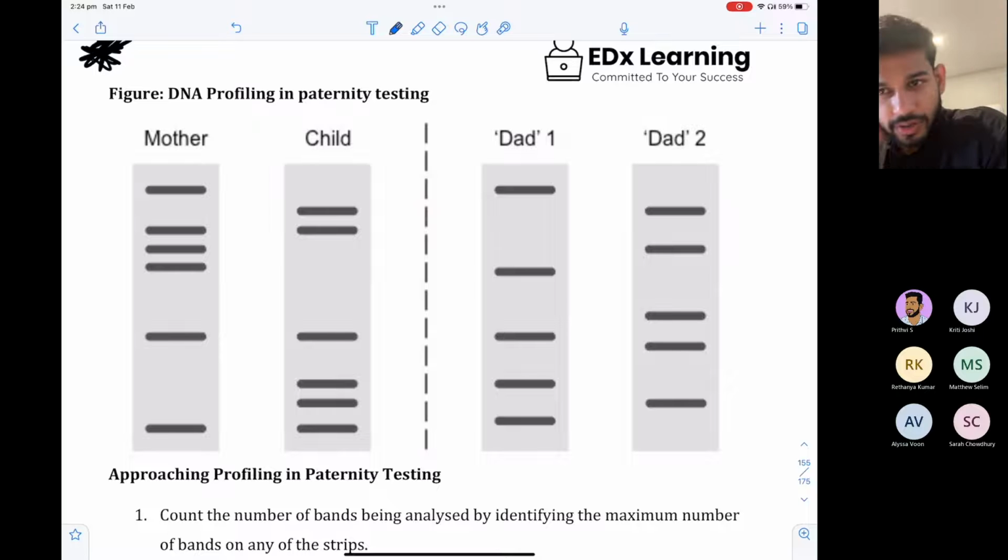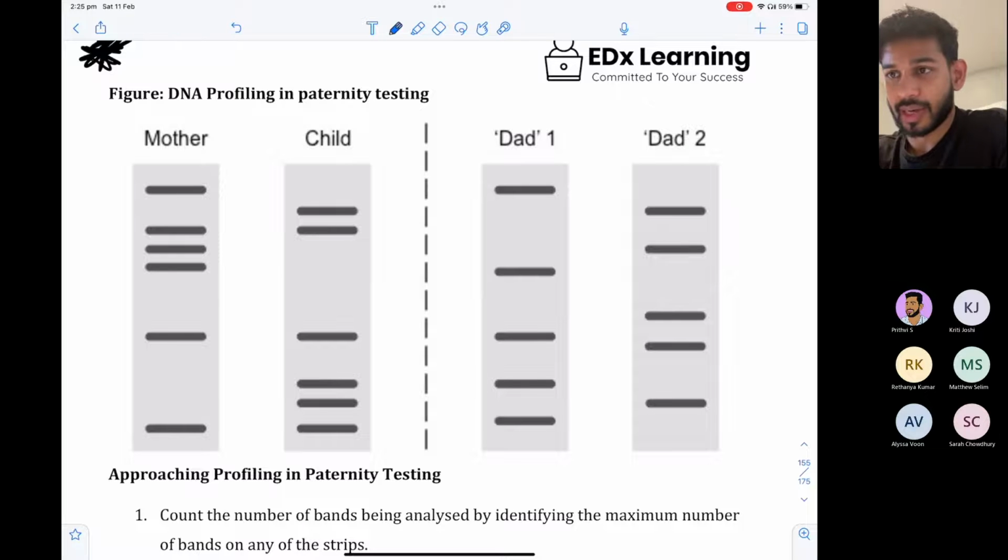Kriti, can you start us off? What are you thinking when you approach this paternity testing question? I don't care about your answer. How are you approaching the question? What's your logic? I'm not entirely sure, but I was kind of checking if the bands matched up with the child and mother. Good.